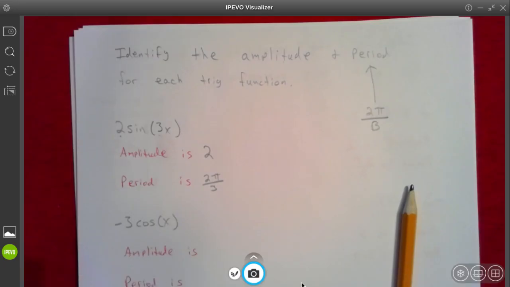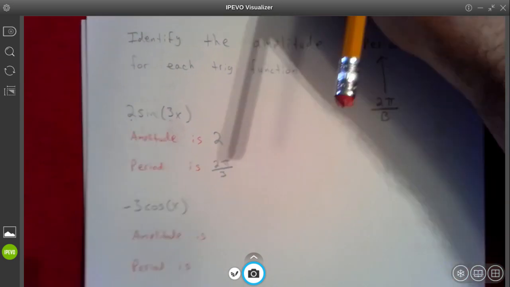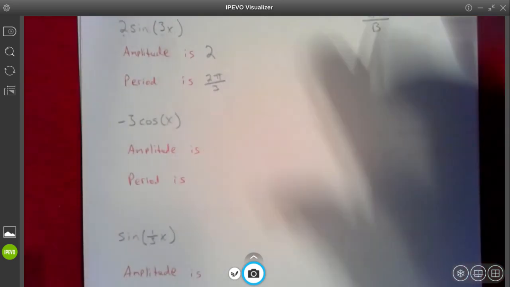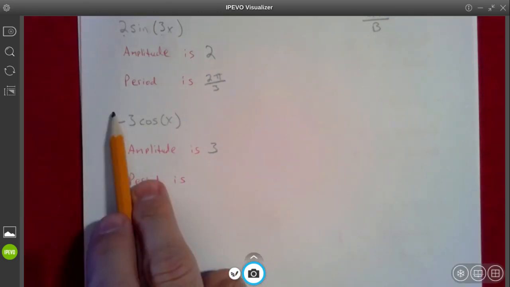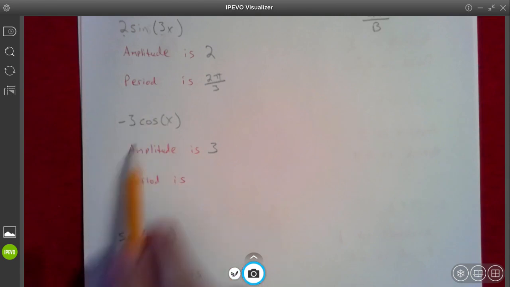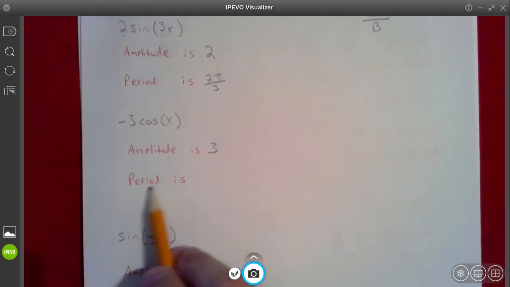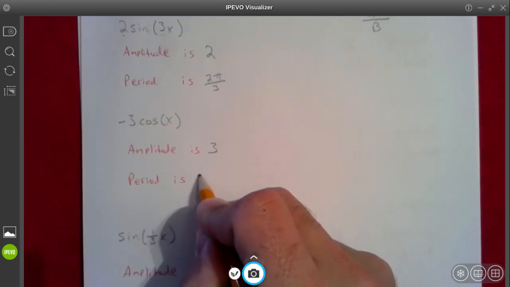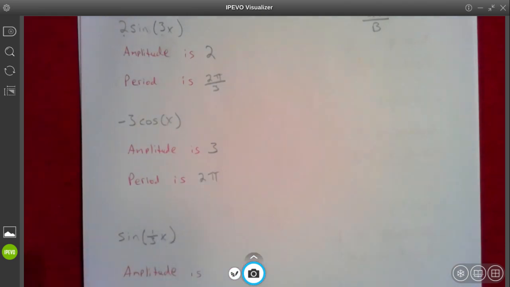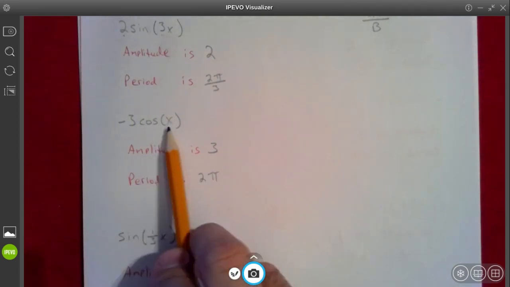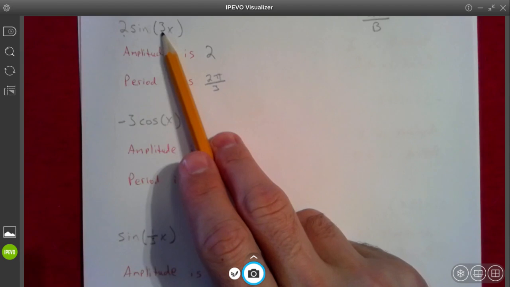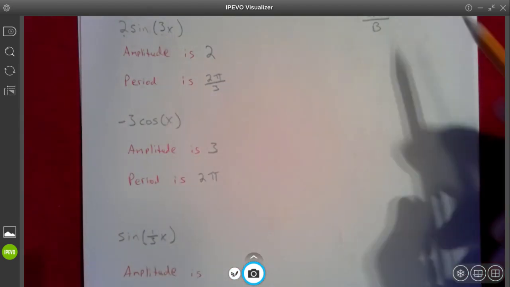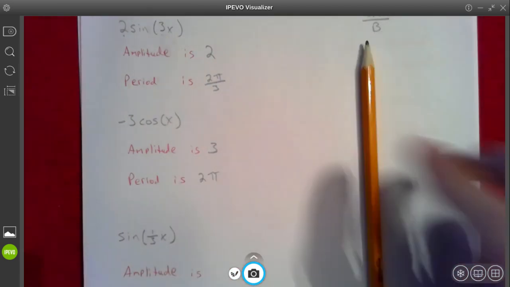Yeah. Now let's look at negative 3 cosine x. Our amplitude for this one is a 3. It's actually the absolute value of this number on the outside. The period in this case is going to be the normal 2 pi units, because we're not adjusting the inside number, so the speed of the function is not going to be sped up like it was with this 3 here. It's like 2 pi divided by 1.